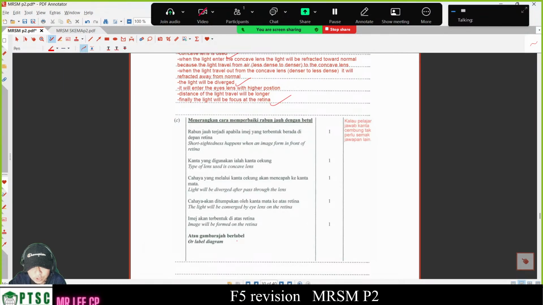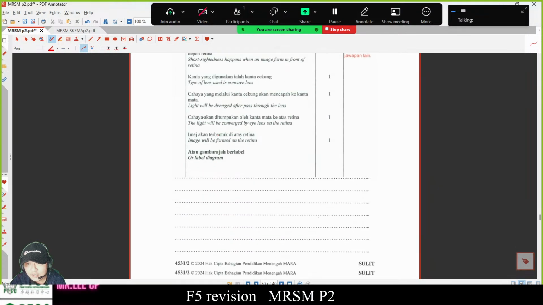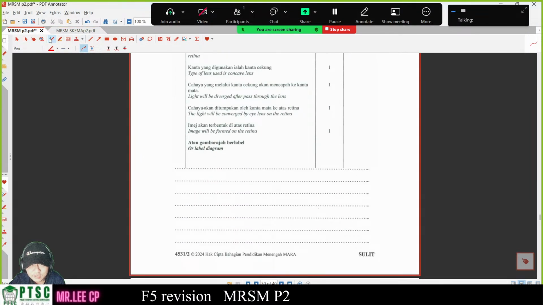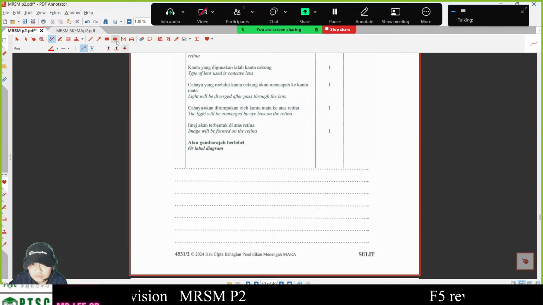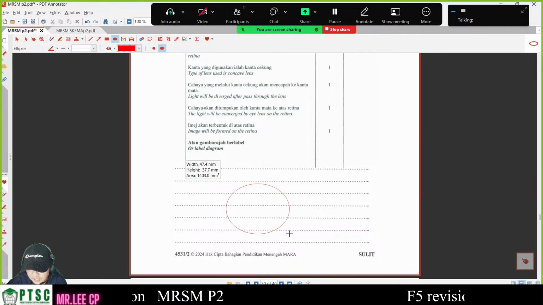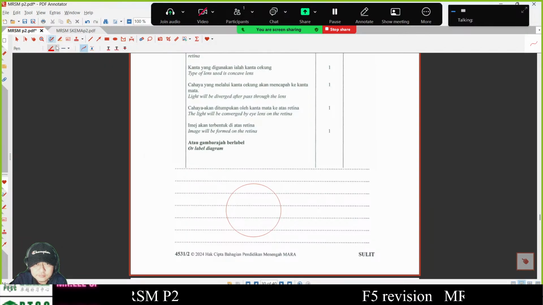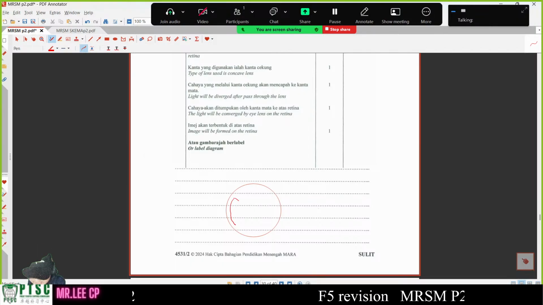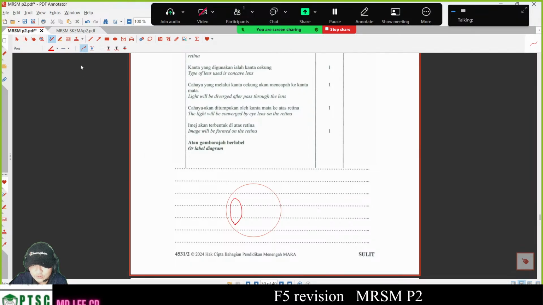Or you can label your diagram. If you draw the diagram, it will be great. So how to draw? I draw it for you here. First of all, you need to have an eye, and then here you have your iris and lens. The iris is not so important, you can ignore it.